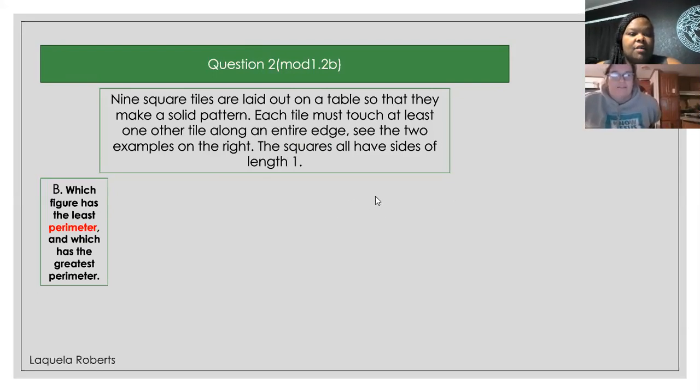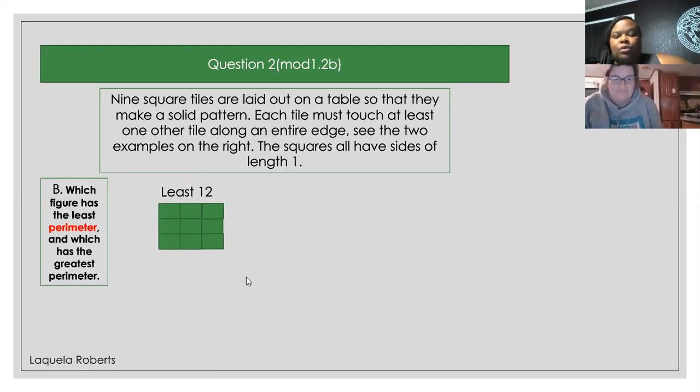Yes. All right, so question 2B. As you see, we have our squares. And as you can see, 1, 2, 3, 4, 5, 6, 7, 8, 9. 3, 3, 6. 3 on each side, 3 on the left, 3 at the top, 3 on the right, and 3 at the bottom will give us 12.